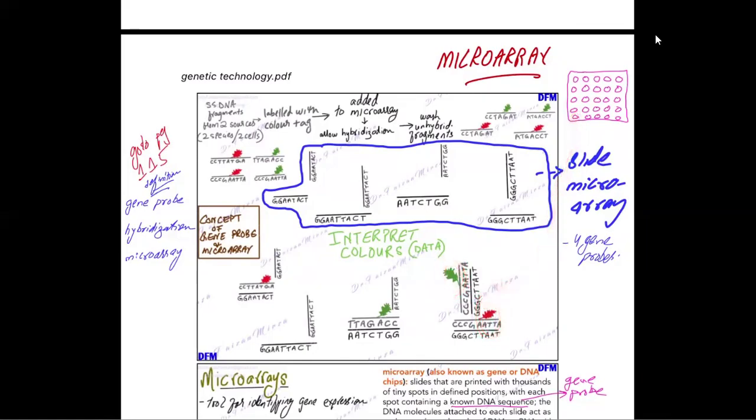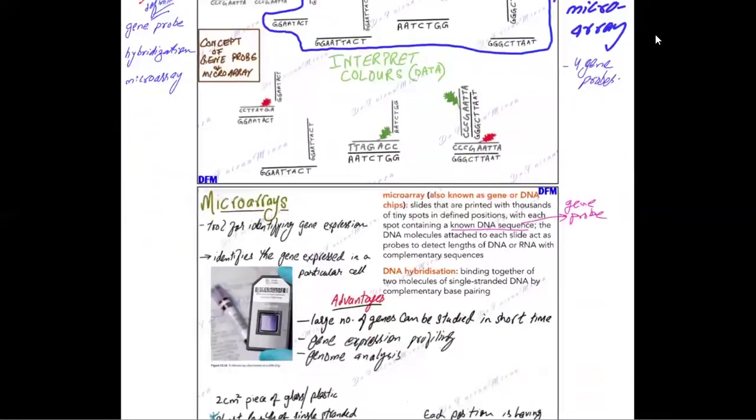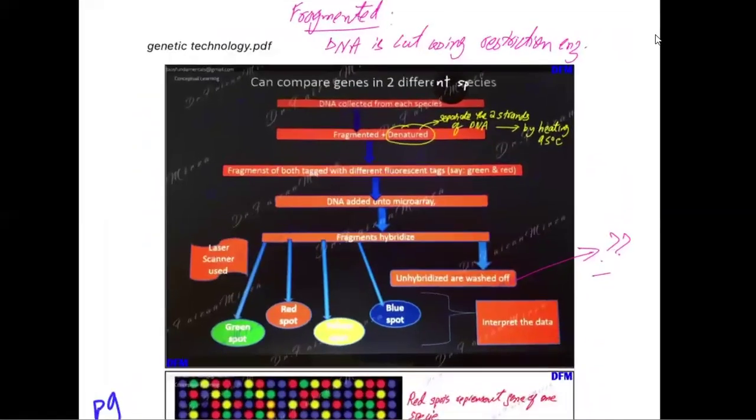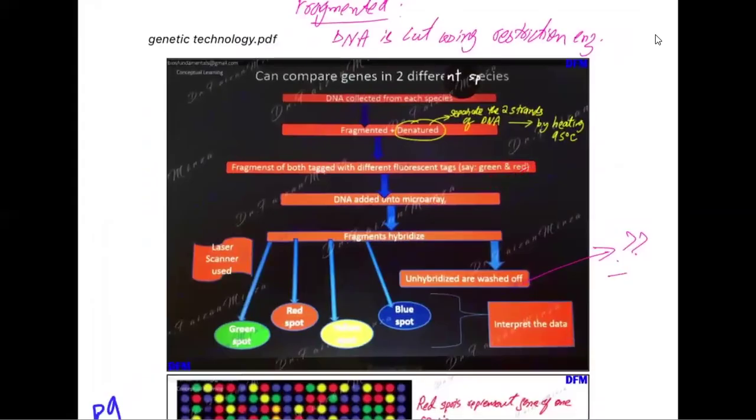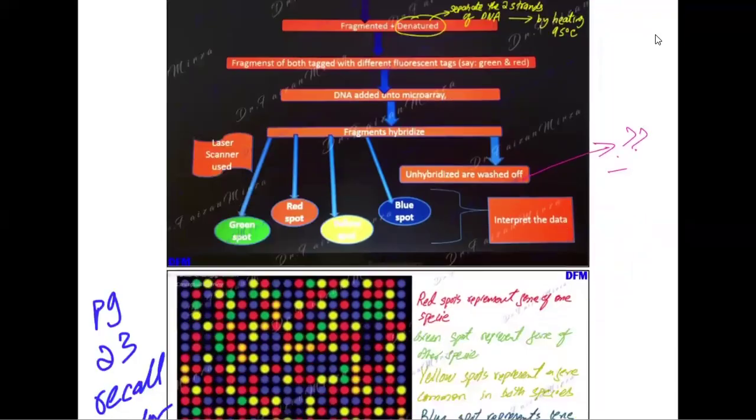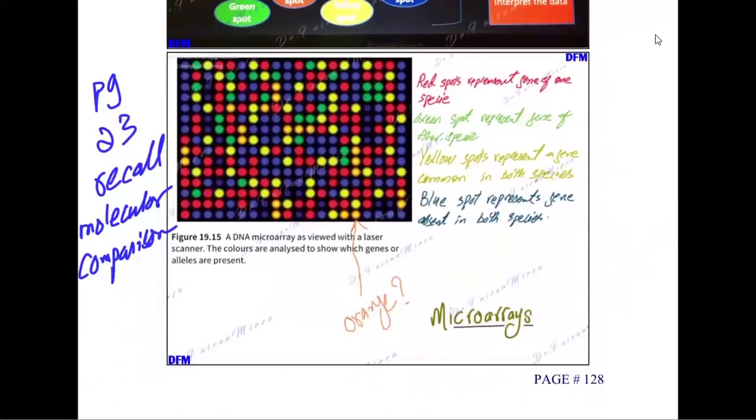So how do we go about it? We allow the DNA samples to be added to this gene probe, to the microarray. For example, once I added my red DNA, I washed it, then I added the green DNA, then I washed it again. And once the DNA were hybridized, I will wash off the unhybridized fragments. Why so? So that any fragment that was not complementary to the gene probe will be removed from there. So this is how a microarray slide can look like.